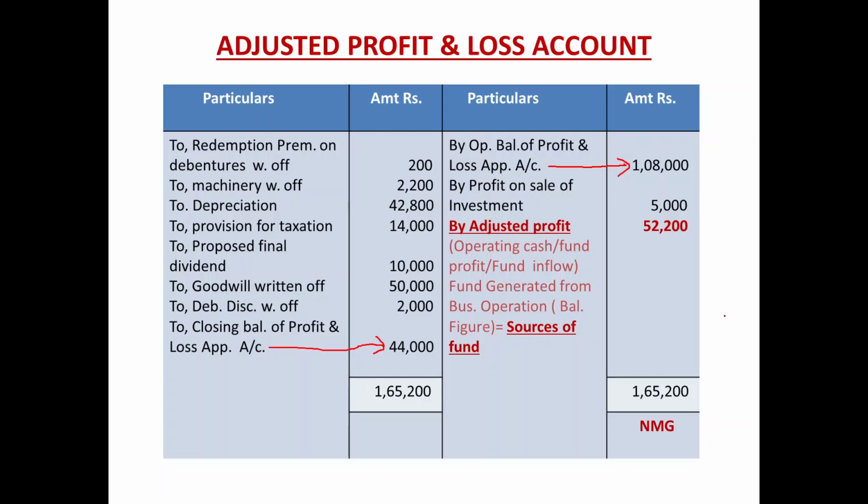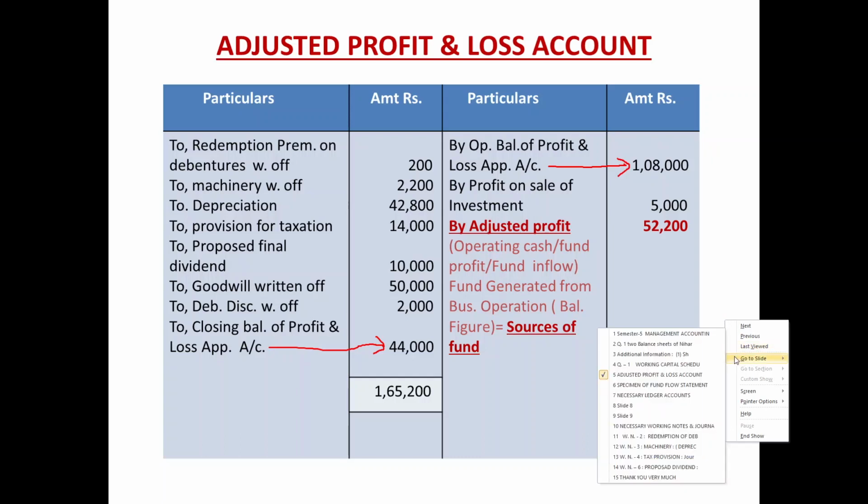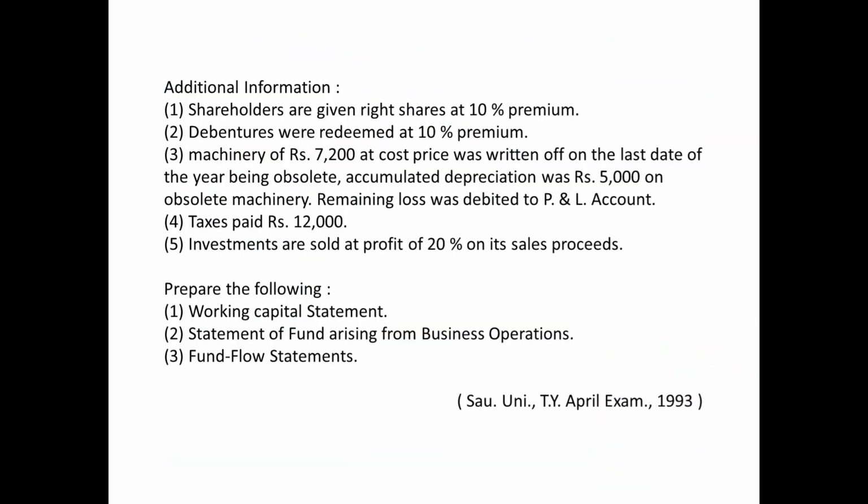Once you report the two balances of profit and loss appropriation in this adjusted profit and loss account, now we have to report non-cash and non-operating items in this adjusted profit and loss account to decide operating cash or fund profit generated from business operation. Now let us verify the additional information one by one to start the process related with this adjusted profit and loss account, fund flow statement, and ledger accounts.